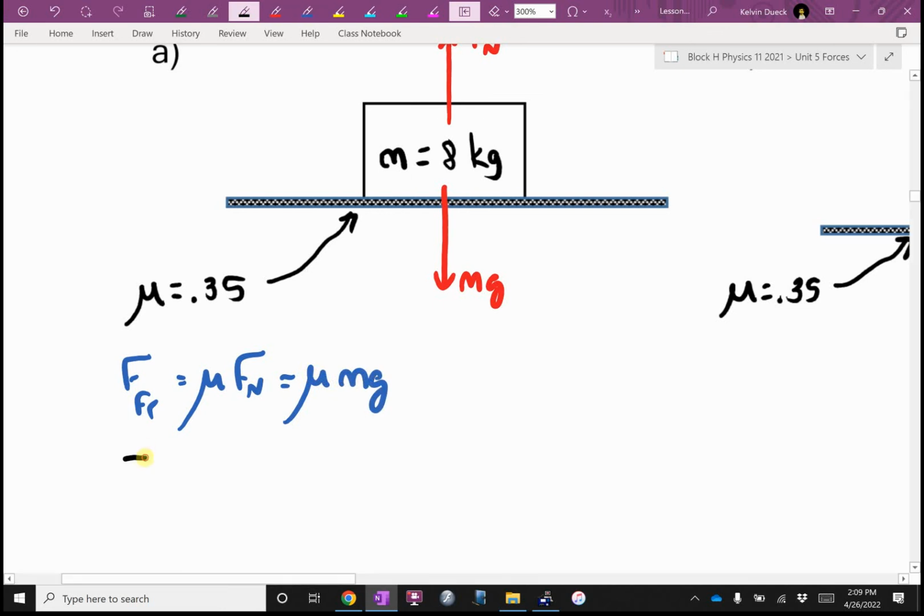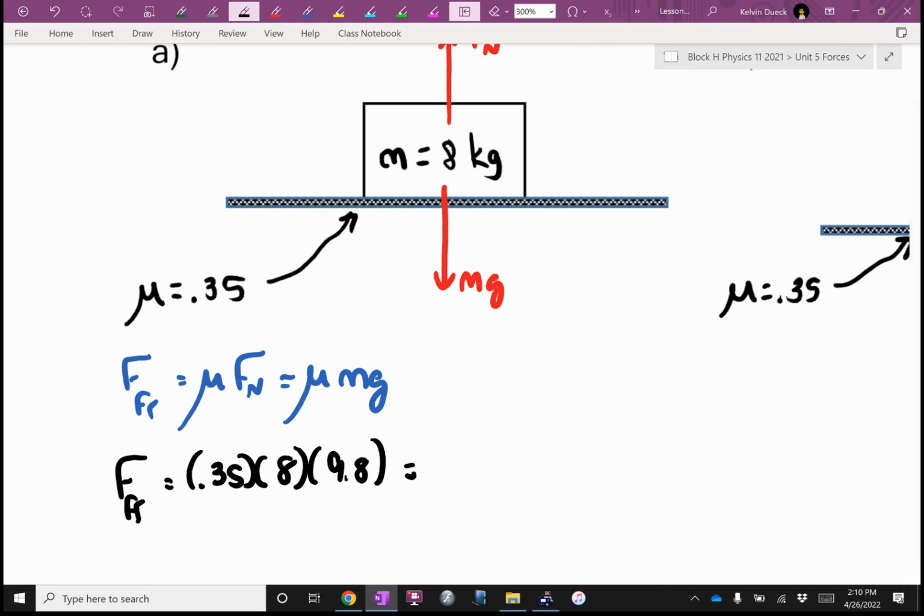And let's crunch the numbers then. Friction is going to be 0.35 times 8 times 9.8, which is what? It's going to be in the 20s somewhere, I think. 27. Give me all the sig figs. 27.44. Anybody else? I mean, I don't trust L. Yeah? Okay. Units, it's a force. Newtons.